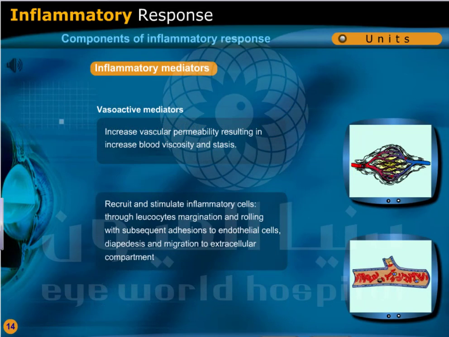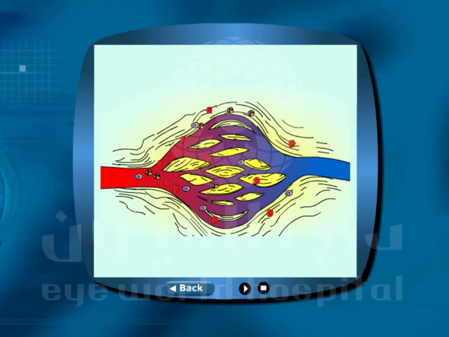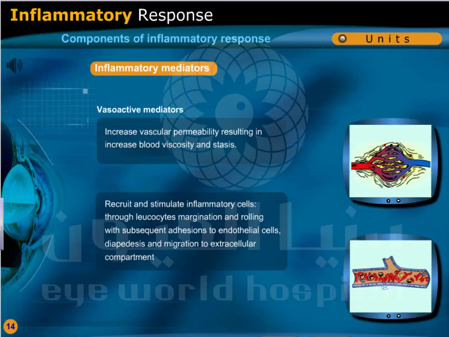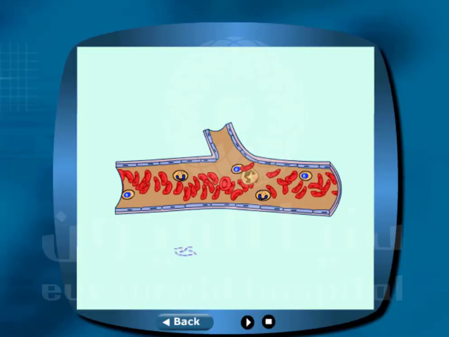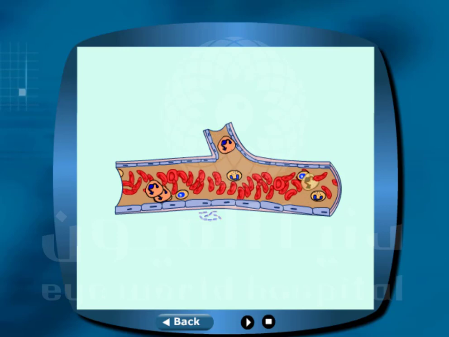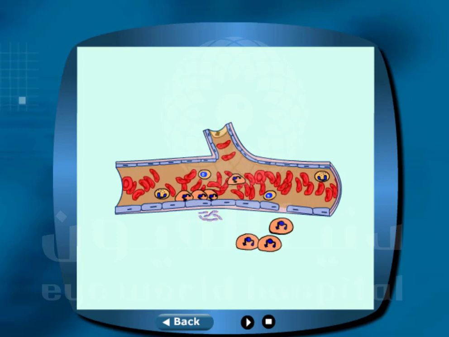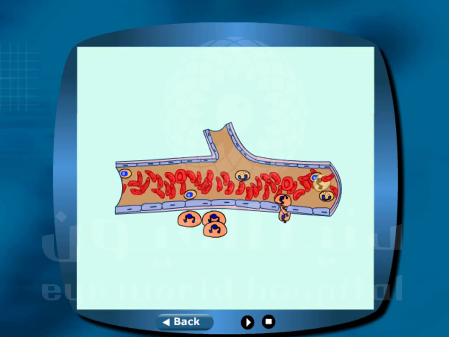Components of inflammatory response. Inflammatory mediators. Vasoactive mediators increase vascular permeability, resulting in increased blood viscosity and stasis. They recruit and stimulate inflammatory cells through leukocytes margination and rolling, with subsequent adhesion to endothelial cells, diapedesis, and migration to extracellular compartment.